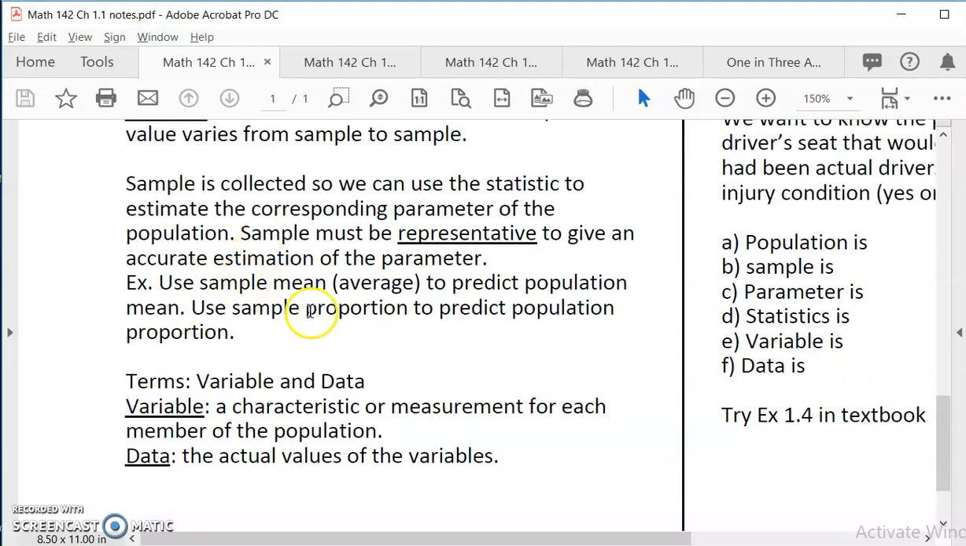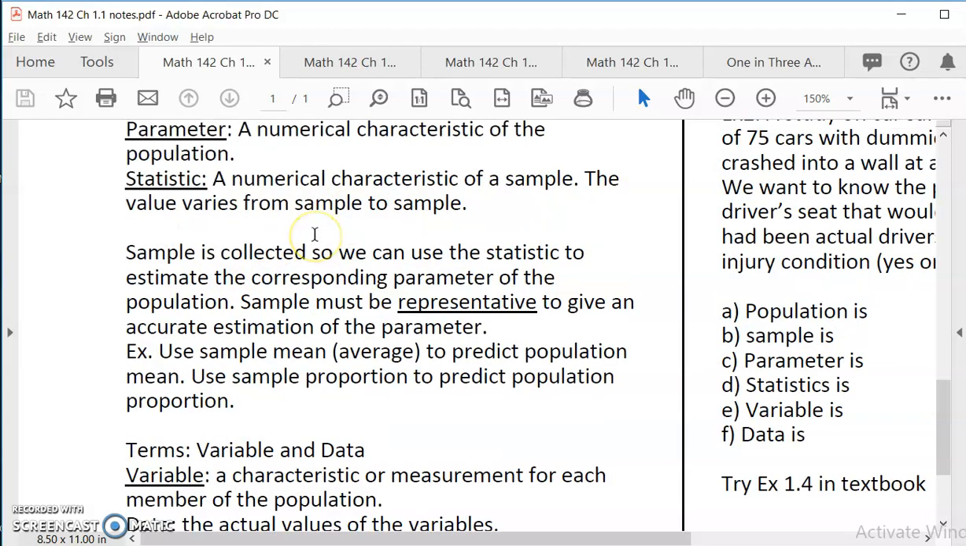But the important thing to know is that if you are to use your sample statistic to predict or to estimate a parameter, this sample must be a representative sample. And one way to get a representative sample is a random sample. Okay, so we'll go through more of these 6 terms and also how to do a random sample later on.